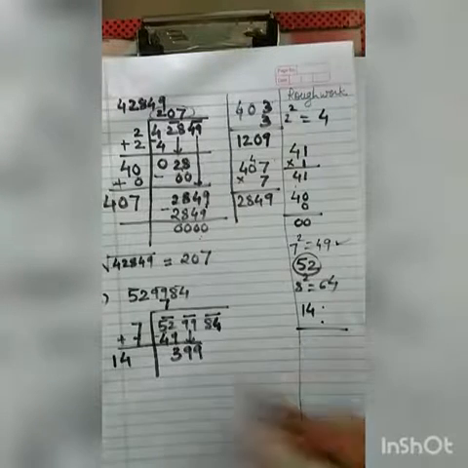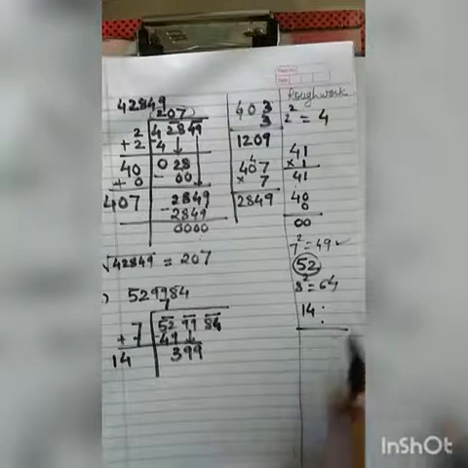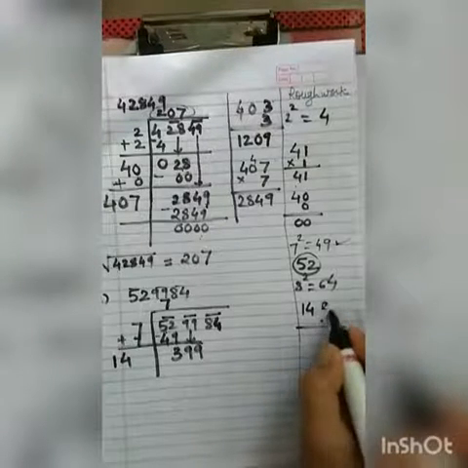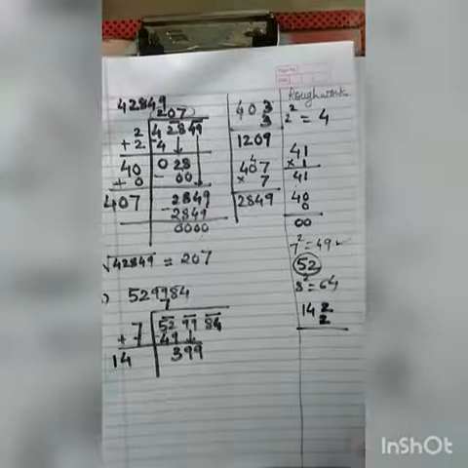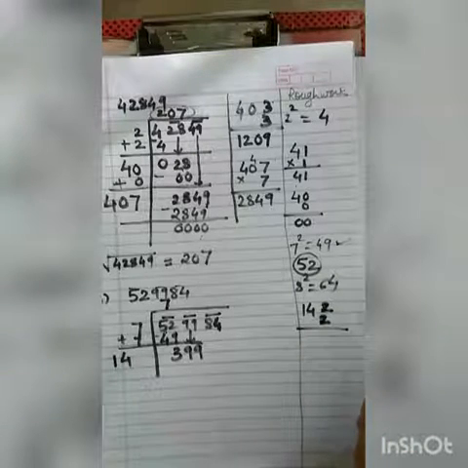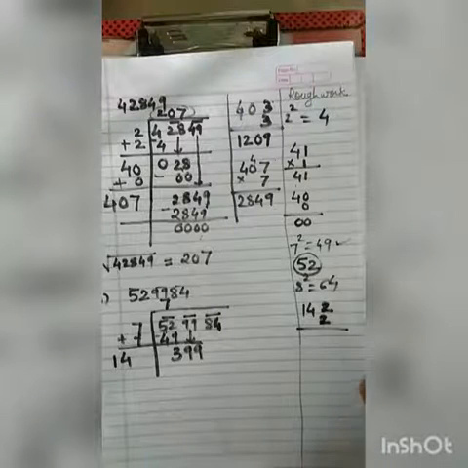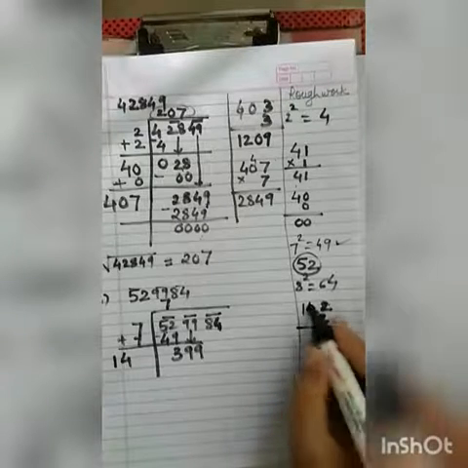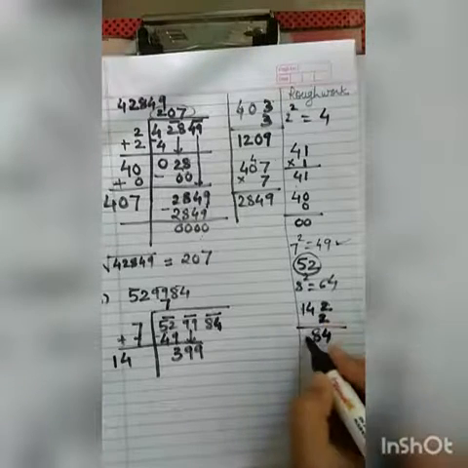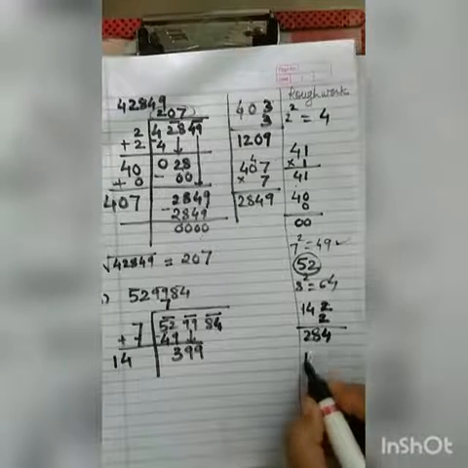399. Since 9 is there, let's go with 2, because 142 times 2 will be nearer to 399. Then we will move further. If it is smaller, then we will go with 3. 2 2s are 4, 4 2s are 8, 2 1s are 2. So what am I getting here? 284. Let's try with 3.